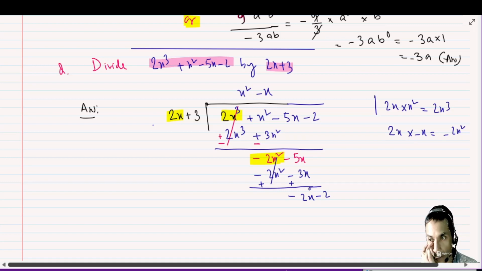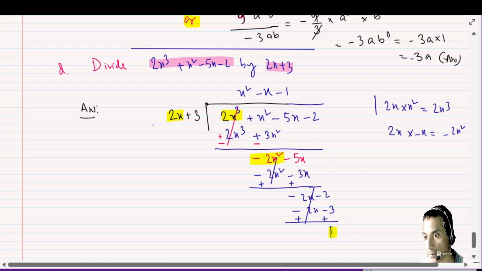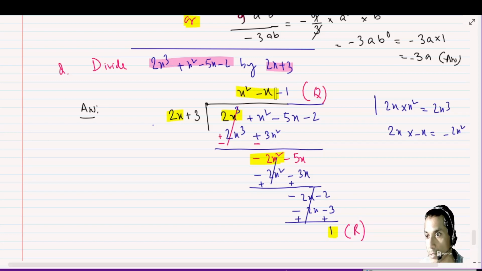Then you check it. Here it is 2x and here it is minus 2x. So we have to simply multiply by minus 1. We get minus 2x and minus 1. And it will be plus again, so it cancels out. Then here we get what? 1. So this is the answer. This is the remainder, and this is the quotient. These are the two answers. Okay, x square minus x minus 1 is the quotient and the remainder is 1.